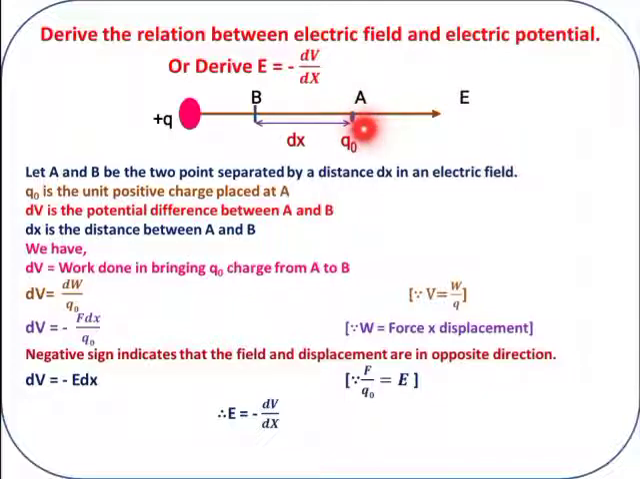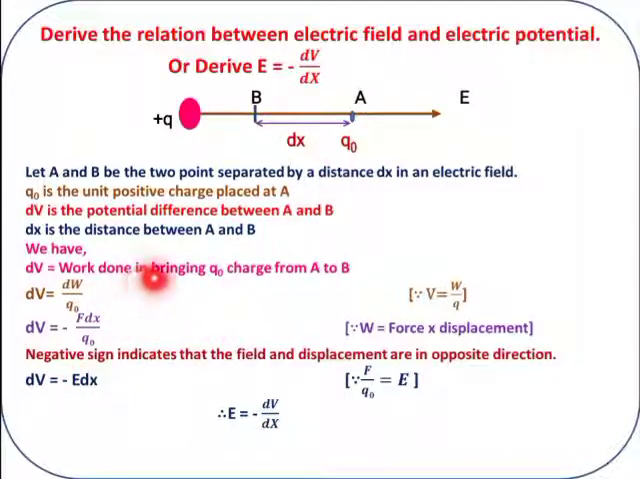Suppose we shift this charge from the position A to B, then the distance is dx. If we shift from A to B, is work done or not? If we are moving this charge from A to B, definitely there is work done. I hope this diagram is clear, and I hope you understood all these points properly.